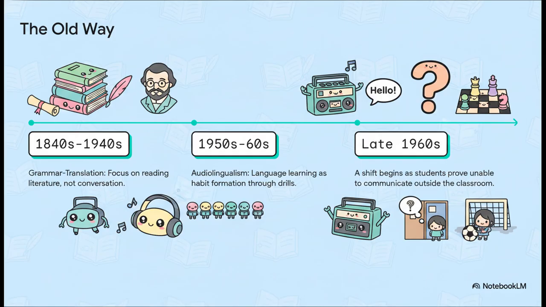So, let's take a quick trip back in time. For about a century, from the 1840s to the 1940s, the grammar translation method was king. The whole point was to read classic literature, not chat with people. Then in the 50s and 60s, audiolingualism came along, using military-style drills to burn speech habits into your brain. But here's the thing. By the late 60s, educators started scratching their heads, asking, wait a minute, if our students can recite a perfect sentence in a drill, why can't they actually talk to anyone? They knew all the rules, but they had no idea how to play the game.